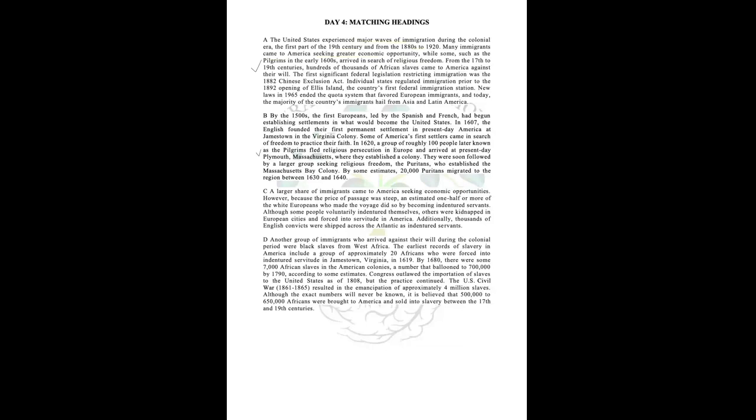The first significant federal legislation restricting immigration was in 1882. Individual states regulated immigration prior to the 1892 opening of Ellis Island. New laws in 1965 ended the quota system that favored European immigrants, and today the majority of immigrants hail from Asia and Latin America. So basically, this talks about how immigration started, how it was restricted, and then how it was allowed again, and who the major immigrants are. That's what the paragraph is all about.